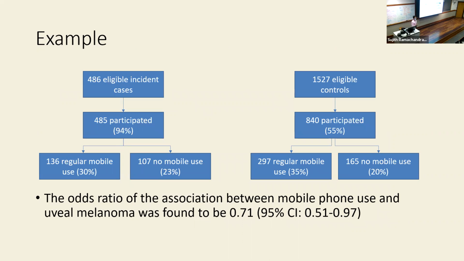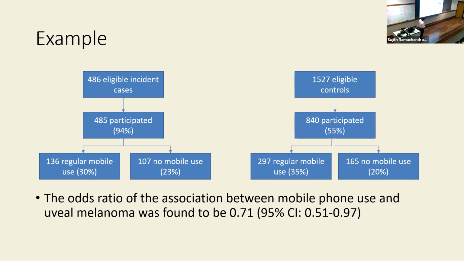So they used a case control design. They had cases that they identified at a tertiary hospital in Germany, which is where the study was conducted. And they had 486 cases of uveal tract melanoma identified in this 3 to 4 year period when they were recruiting individuals. They approached all 486 individuals and asked them to participate in an interview. 485 said they would participate.